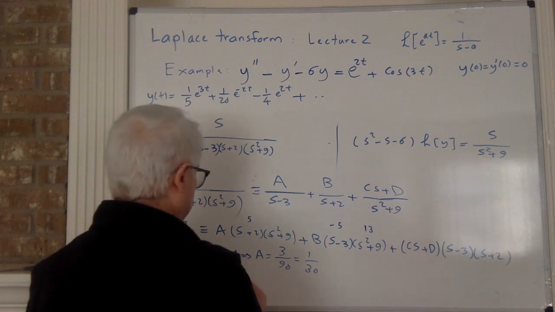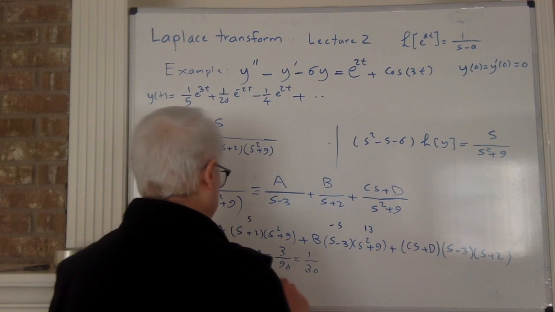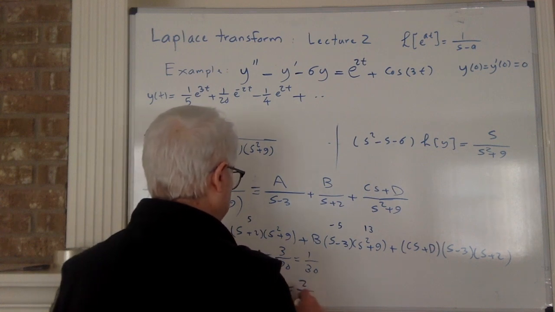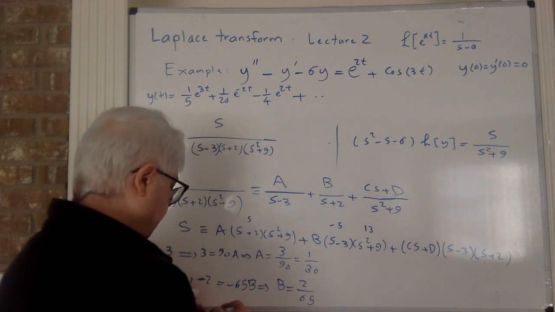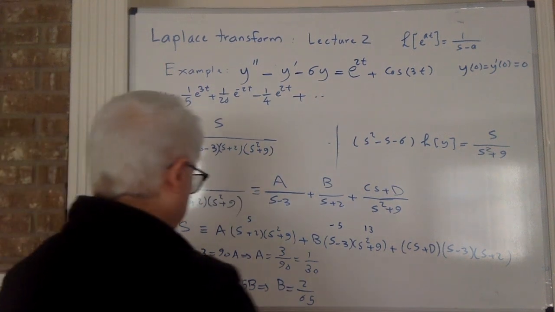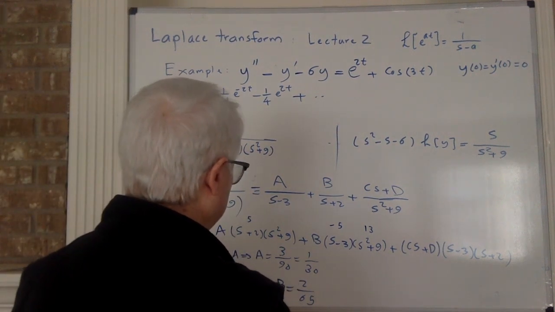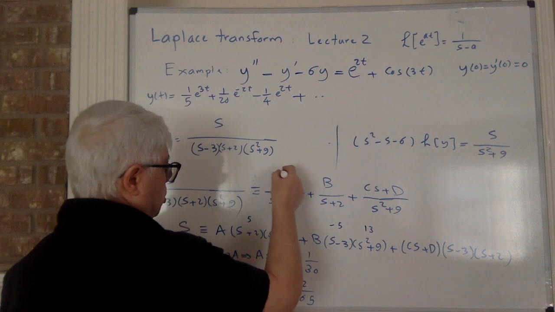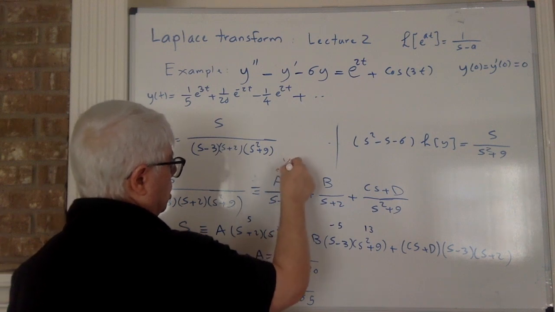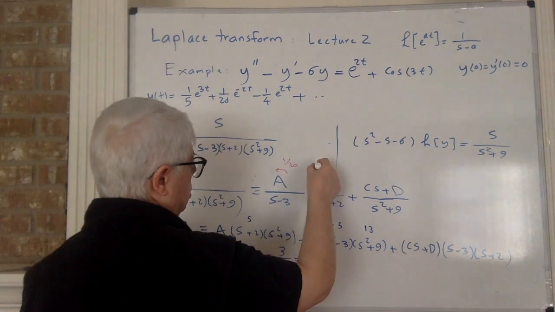65, and that's minus 65 B. So B is 2 over 65. 2 over 65. So let me write them on top. And so I have A is 1 over 30, and B is 2 over 65.